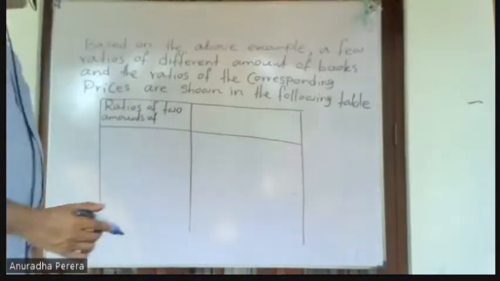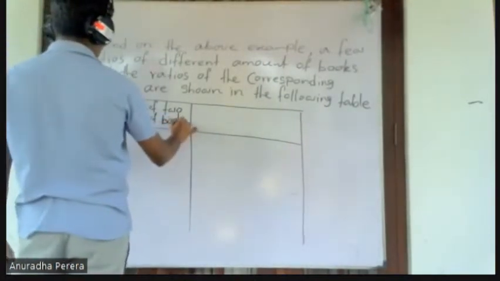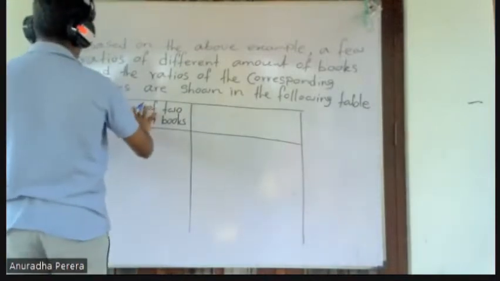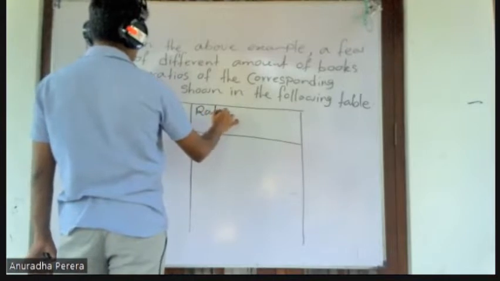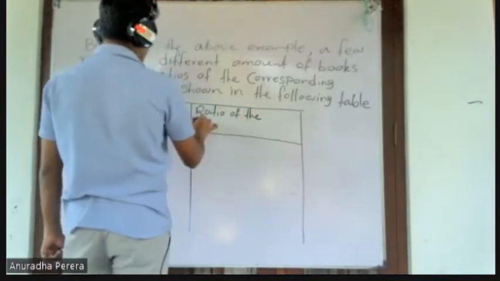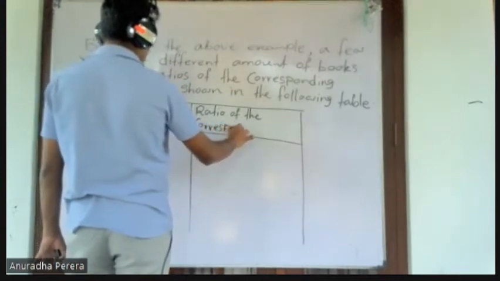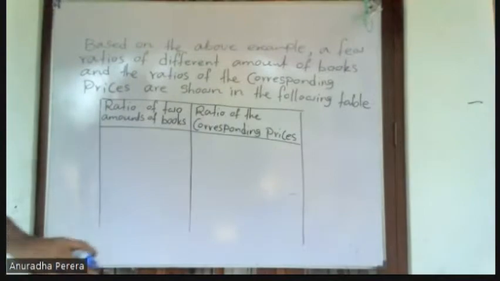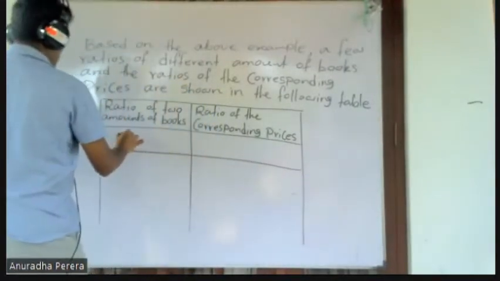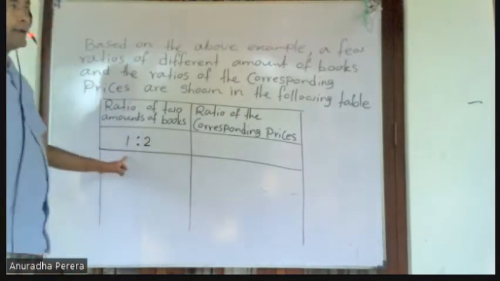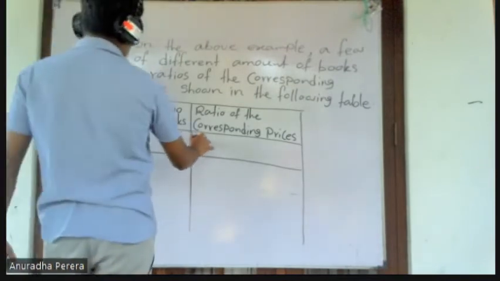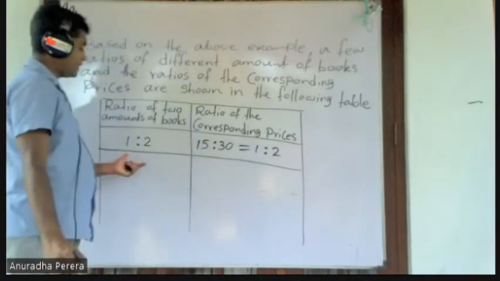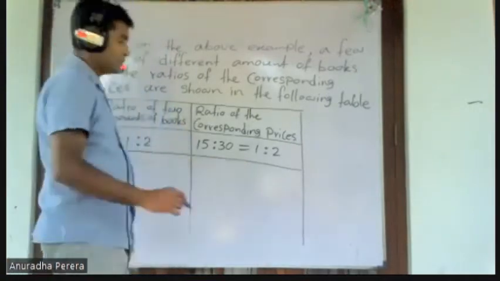Ratios of two amounts of books, ratio of the corresponding prices. If you consider 1:2, price of 1 pen and 2 pens, the price is 15:30. The simplest form is 1:2. And you can see when the number of pens increases from 1 to 2, the price also goes 1 to 2.